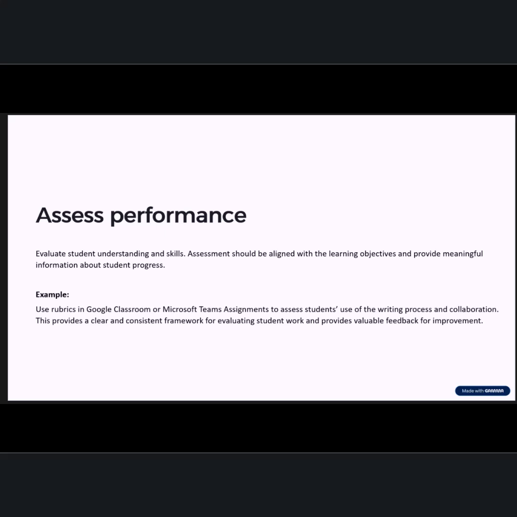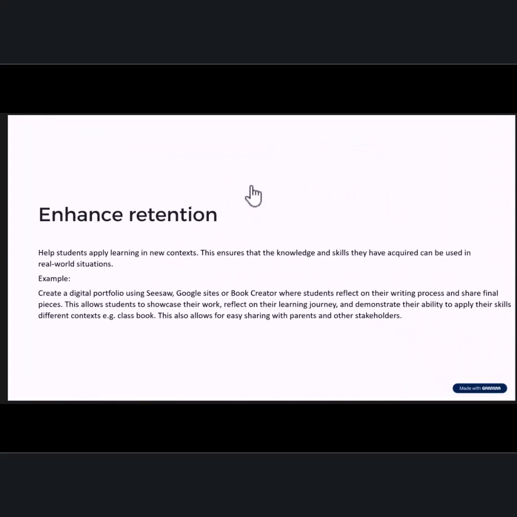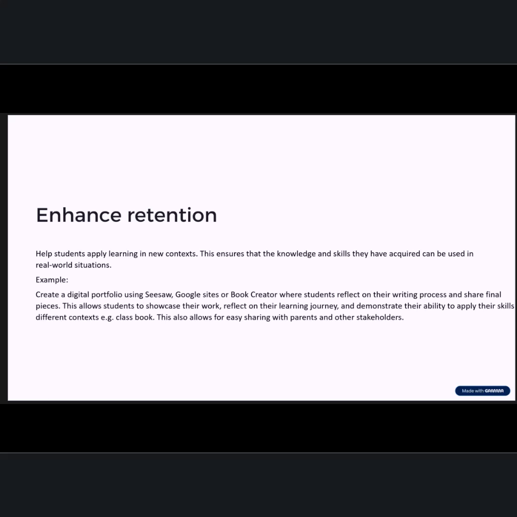So you want to provide opportunities for them to apply their learning in new contexts, so they can see how it can be transferred to a variety of different areas. So maybe creating a digital portfolio where they reflect on the writing process and maybe share their final pieces. If you had a class book, it might be published and shared with parents. Again, digital technologies such as Book Creator can be used to do this. Book Creator or Google Sites portfolios provide opportunities for you to share the students' learning with their parents and other stakeholders and disseminate it.